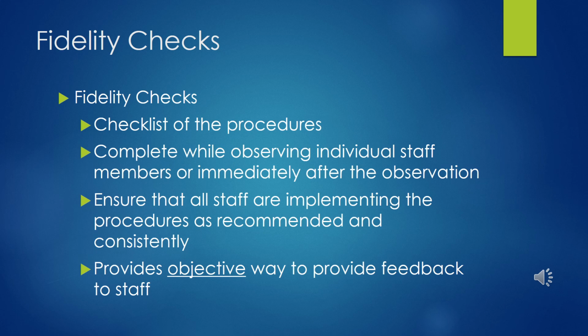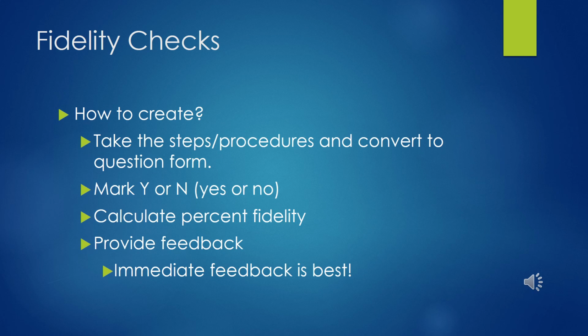And then too, if the staff member is struggling and needs some more work, it's right there on the paper. It's not you saying that they did everything wrong. It's just written there, and it's much more explicit, and it's just an objective way to provide the feedback. Okay, so how do we create these fidelity checks?